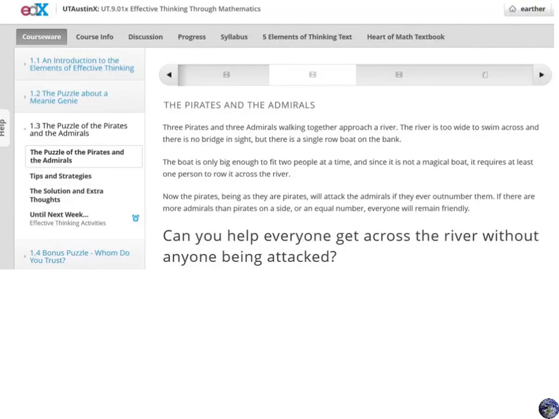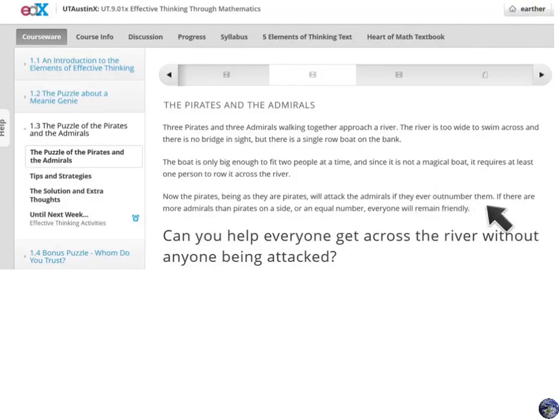So here's what the problem says. 3 pirates and 3 admirals walking together approach a river. The river is too wide to swim across, and there is no bridge in sight, but there is a single rowboat on the bank. The boat is only big enough to fit 2 people at a time, and since it's not a magical boat, it requires at least 1 person to row it across the river.